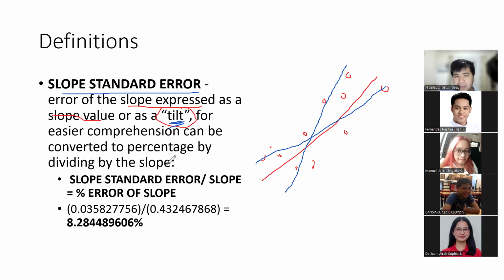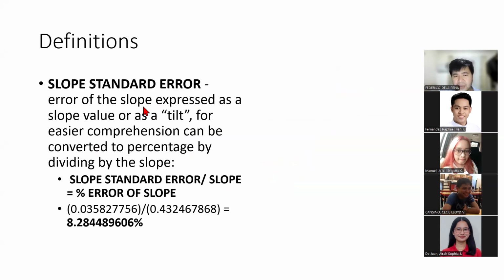And this is actually easier to comprehend if you convert it into a percentage. So you can just divide your slope standard error by your slope, so you can get a percent error. So again, the slope standard error is 0.03 divided by the slope 0.43. You will get something like 8% error. So this is a bit easier to grasp. But yeah, that's all.